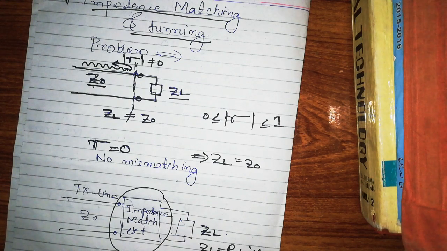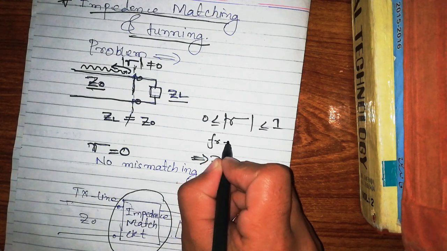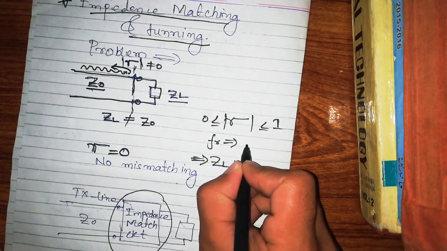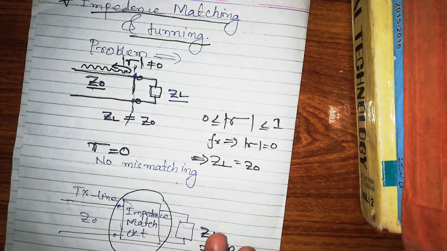So as I told you, there will be only one frequency at which you will get a reflection coefficient equal to 0. What about the other frequencies? At other frequencies, this reflection coefficient value will start increasing from 0.